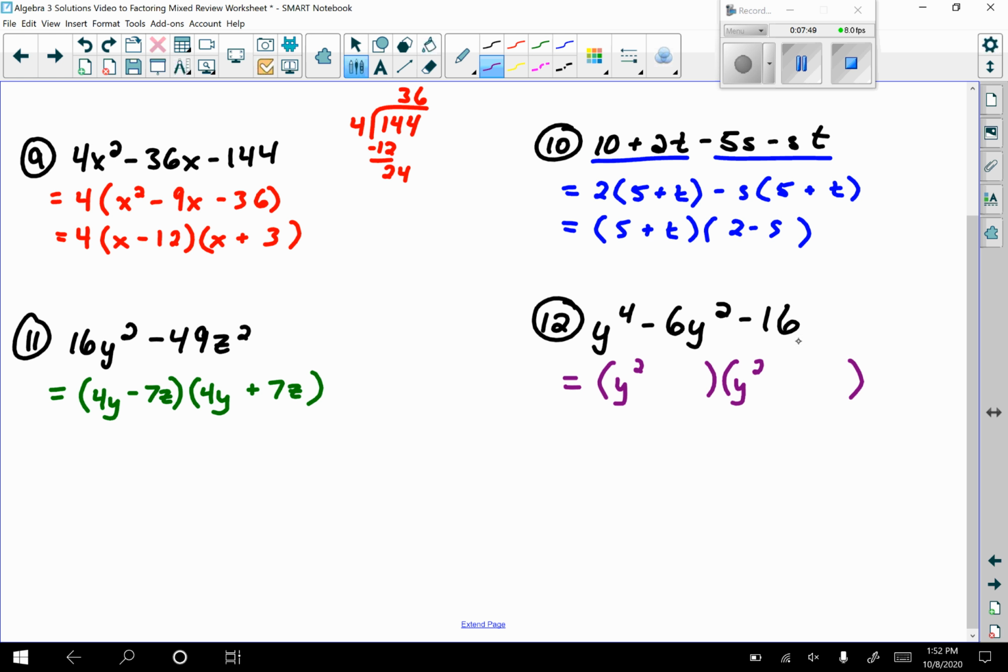Factors of 16, because our leading coefficient is 1, that's going to help me get to a 6 would be 8 and 2. 8 times 2 is 16, and if I subtracted an 8 from a 2 or 2 from an 8, I can get a positive or negative 6. I need the 6 to be negative, so the 8's negative, and then the 2 is going to be positive. Now, I just can't go any further here. Y squared minus 8 is not a difference of squares, so that's it for this problem.